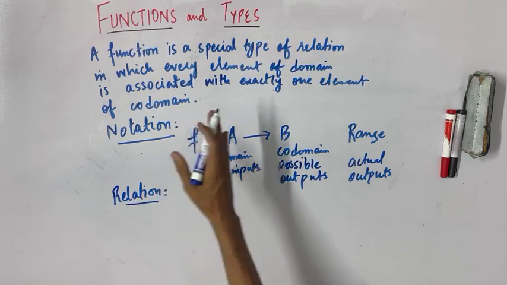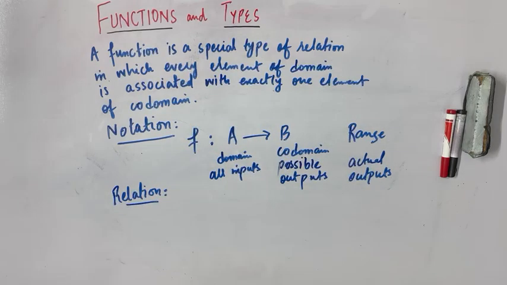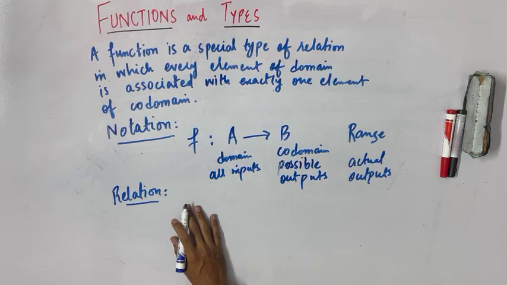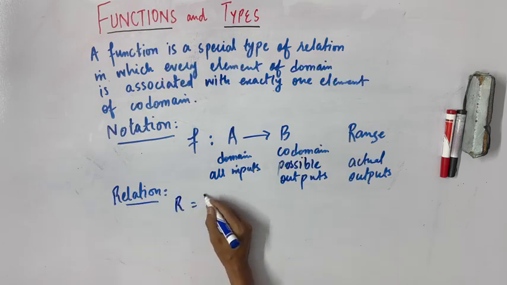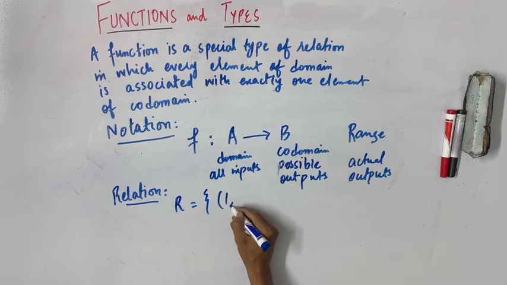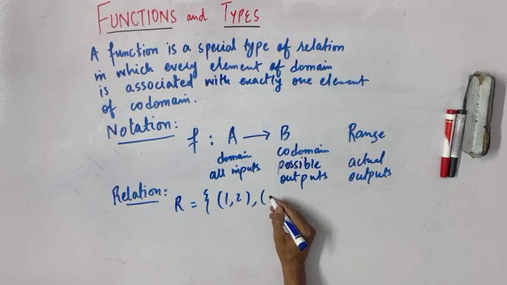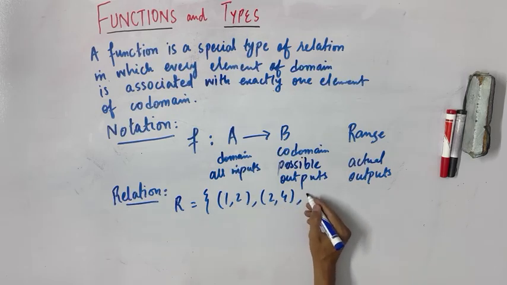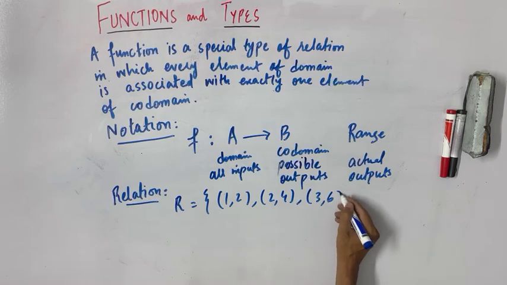As we have written that function is a special type of relation, it means that all the functions are actually relations, but not all the relations are functions, because there are some conditions for the function. So let's understand. For example, there is a relation R and it is (1, 2), (2, 4) and (3, 6).